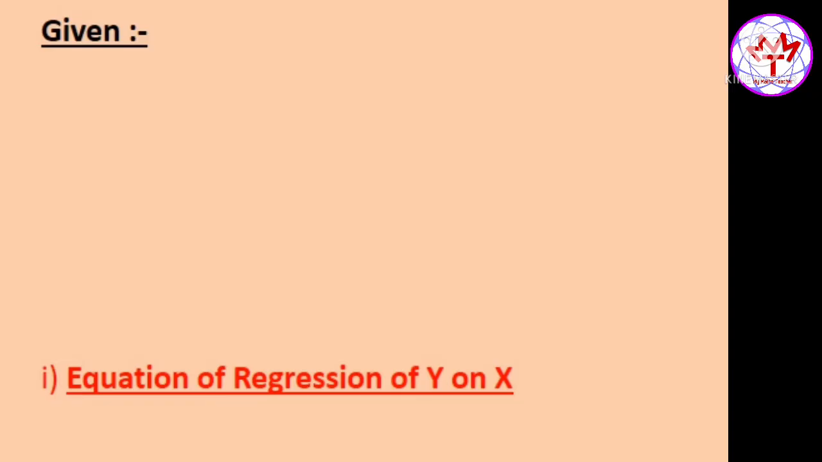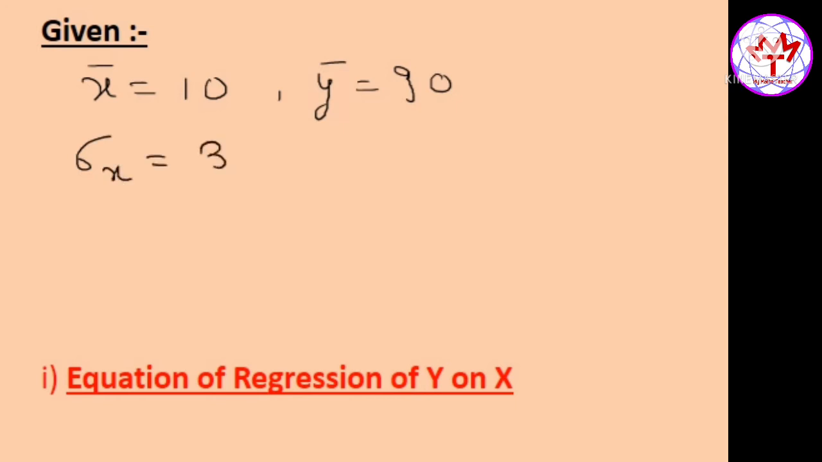So let's start with the solution. First we'll write what is given. Now see, arithmetic mean of x is 10. That means x bar is equal to 10. Then arithmetic mean of y is 90. That means y bar is equal to 90. Then standard deviation, that is sigma x is equal to 3 and sigma y is equal to 12.